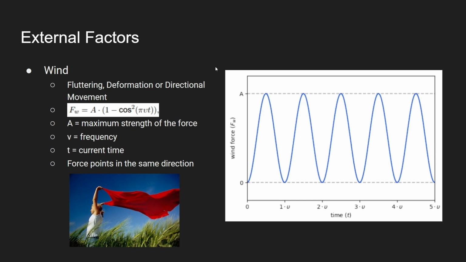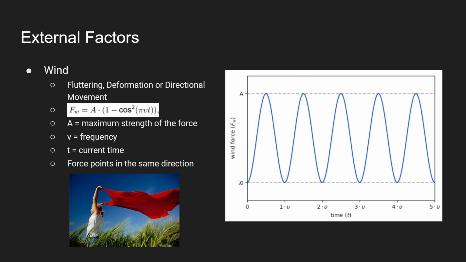So A here is the maximum strength of the force, V here is the frequency of it, and T here is the current time, at a specific point in time. Why cosine is because you want the wind force to be blown in the same direction, but at a time interval, so that it wouldn't be a constant blowing where the cloth would just be affected by the wind force, maybe like a tangent graph.